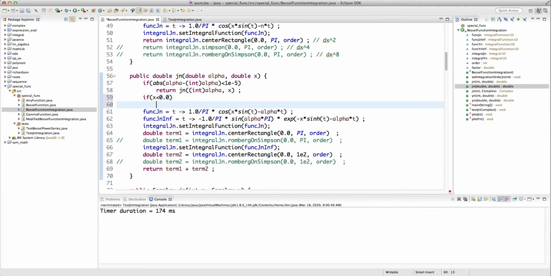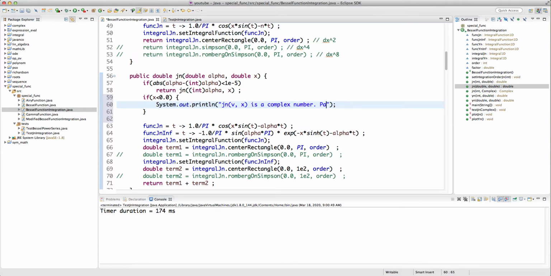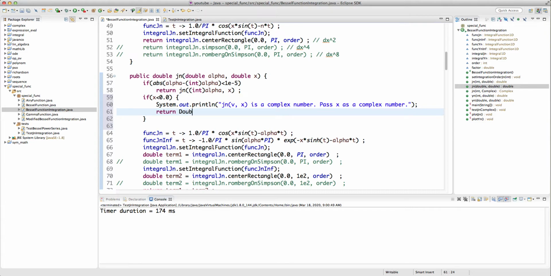If x is negative, we're going to say that basically sysout results, okay, maybe Jn of nu and x results, or maybe is a complex number, so we cannot in fact return a double number, right? And then what we're going to say here is pass x as a complex number. By complex number I mean just set it as x, which is the real part, plus 0 times j, because we're going to implement something else for complex numbers. And then we're going to obviously return a NaN value, Double.NaN. All right, so when alpha is non-integer, we cannot have negative x.